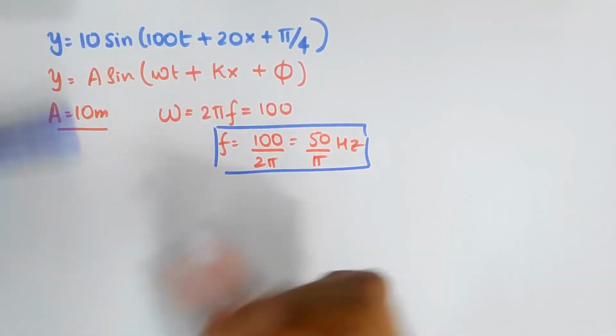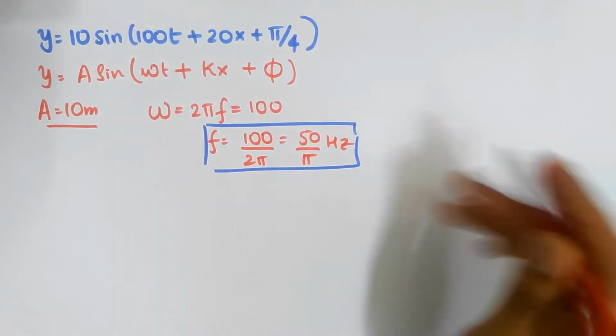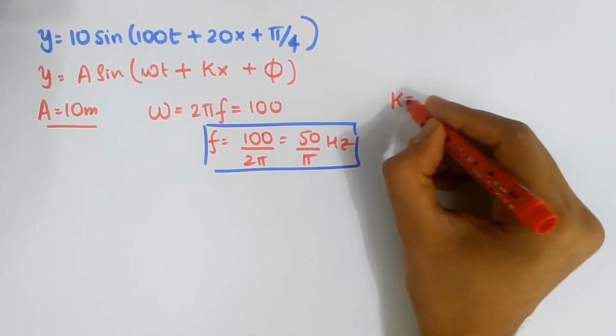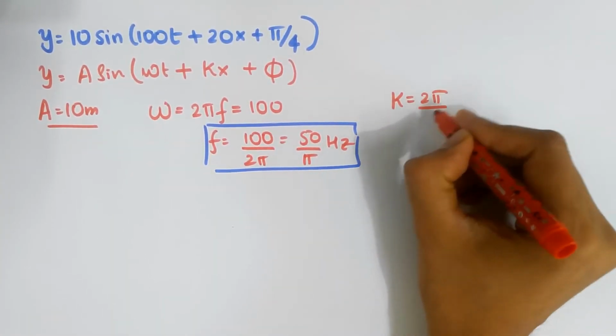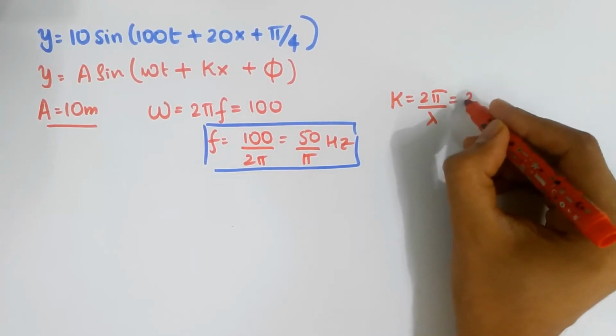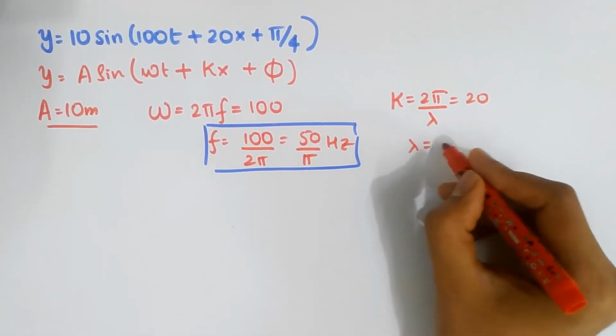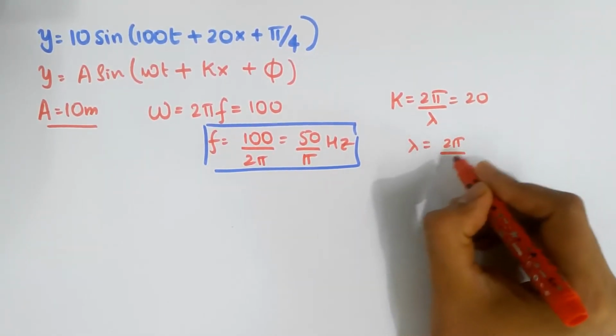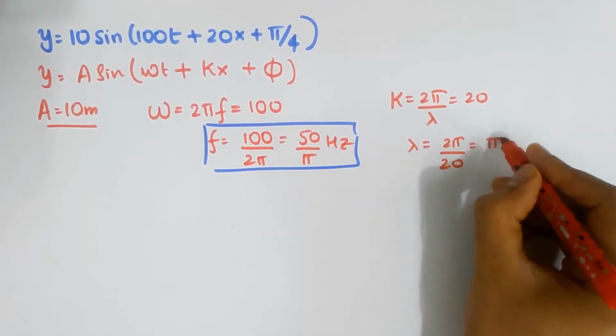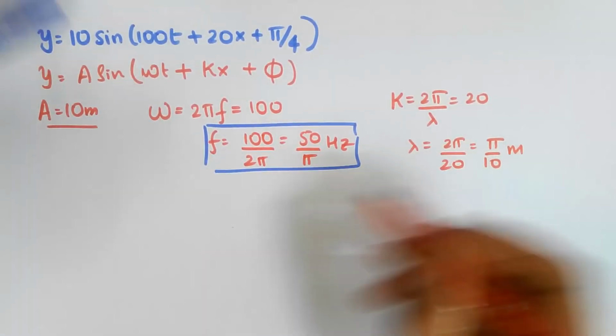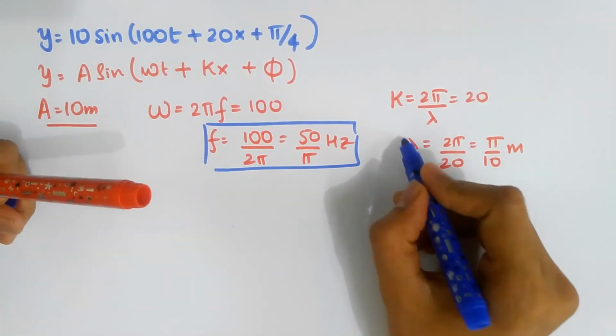Next, we can use this to figure out what the wavelength is. k is defined as 2 pi divided by lambda, which is given as 20. So lambda is 2 pi divided by 20, which is pi divided by 10 meters. That's the wavelength.